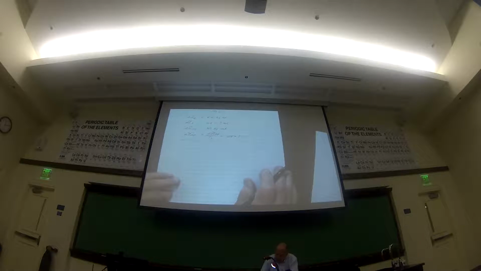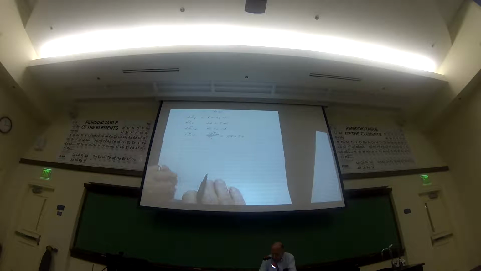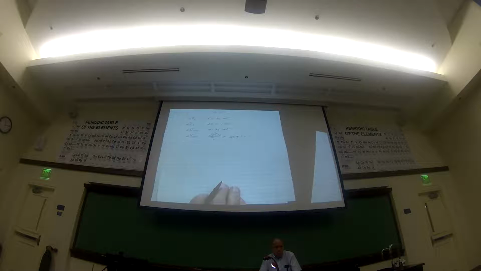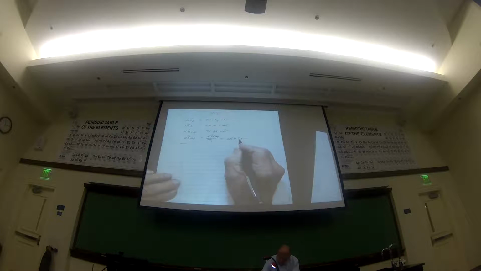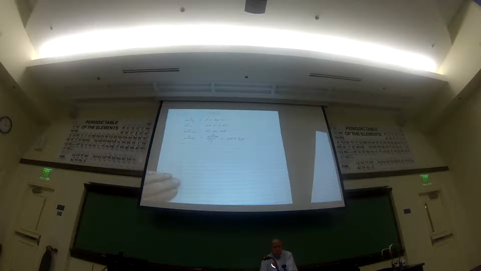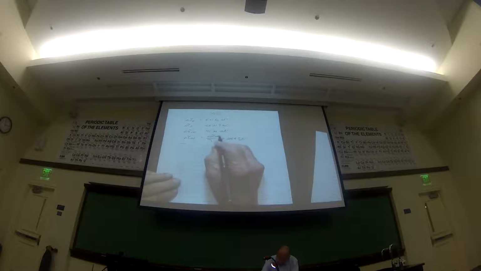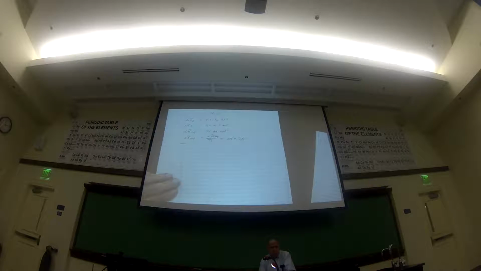So I leave this topic with a suggestion. The entropy units you've got there for delta S of fusion, should that be joules per Kelvin mole? Yeah, joules per mole per Kelvin. They're all molar values. Okay?